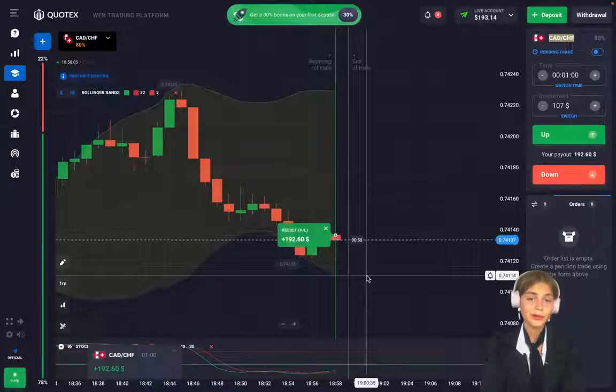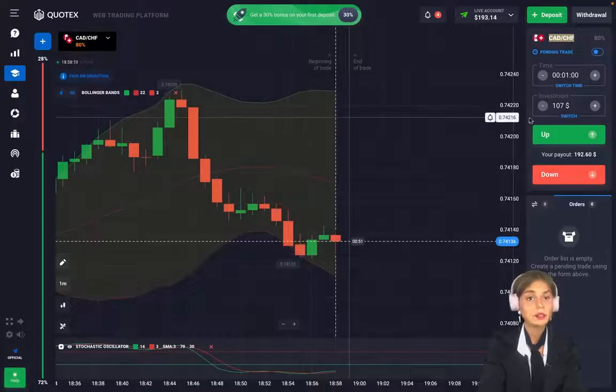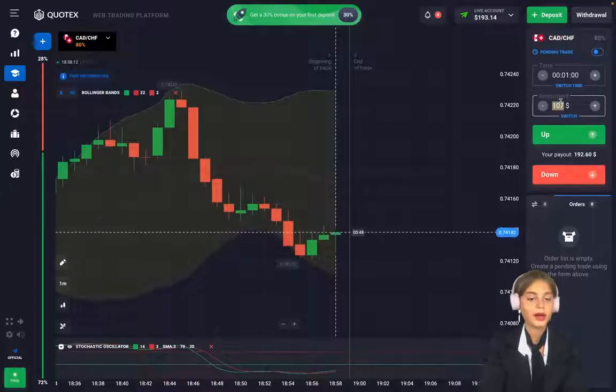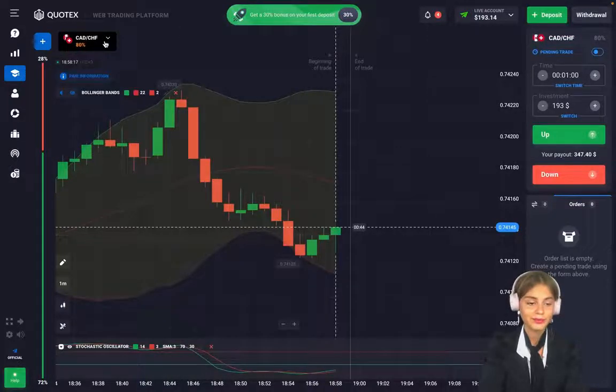So guys, a small rollback was enough for us to get a profit from this deal, and this is what matters. So $192 is our bet amount now, and we keep on trading.